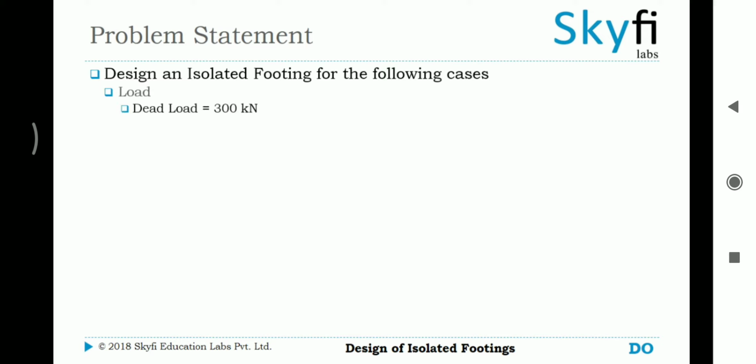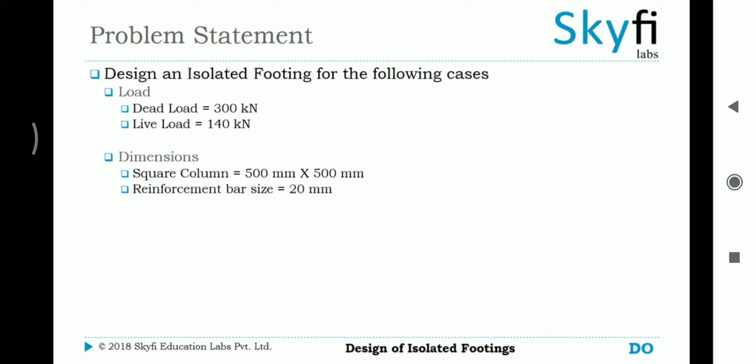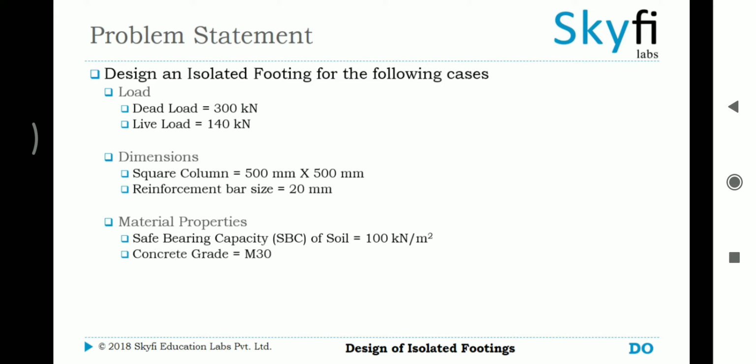The dead load, acting on the footing center, through the column axis is 300 kN, and the live load is 140 kN. The column is a square column, of side length 500 mm. You'll have to use reinforcement bars of diameter 20 mm. The safe bearing capacity of the soil underneath is 100 kN per meter square. The materials to be used are concrete of grade M30 and reinforcement bars of grade HYSD 415. Consider the allowable settlement of the footing to be 1 cm.